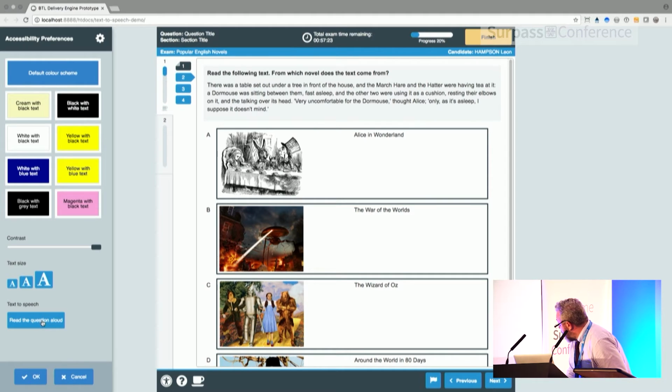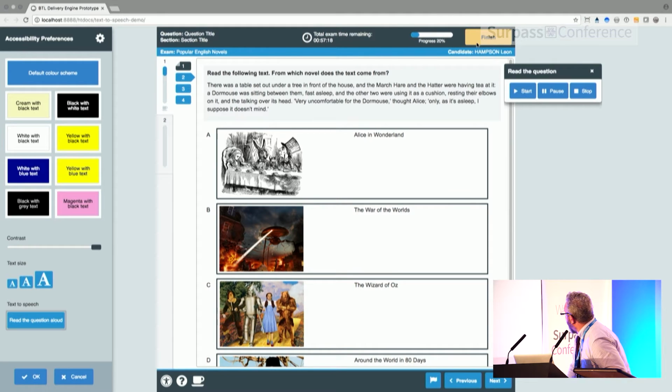He said, why can't the candidate just press a button and hear the answer? And this is really intended at people with reading difficulties. This is something that they're used to in the classroom, so we are trying to offer them the same experience when they're taking the exam.